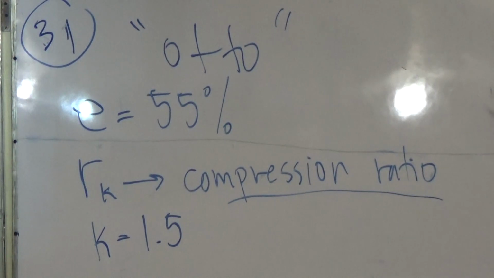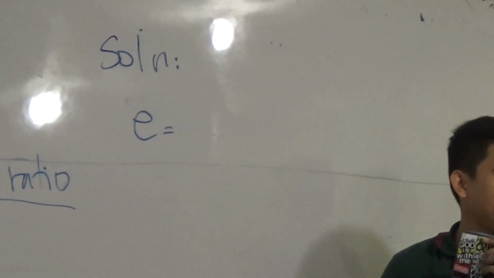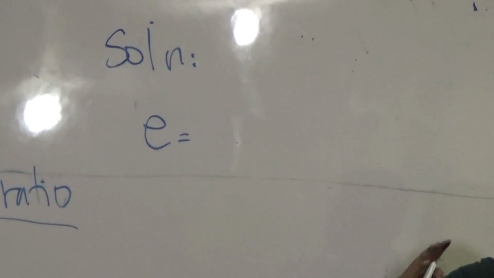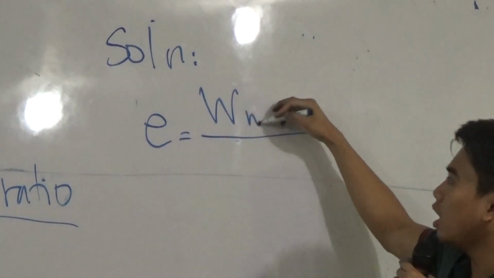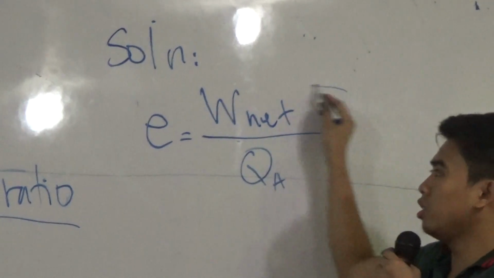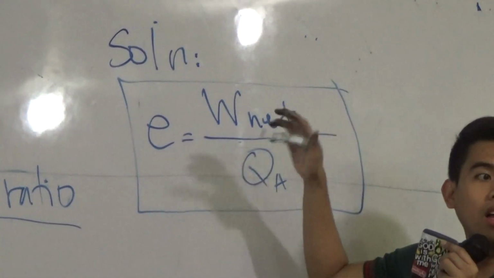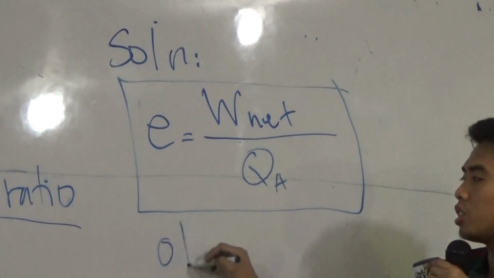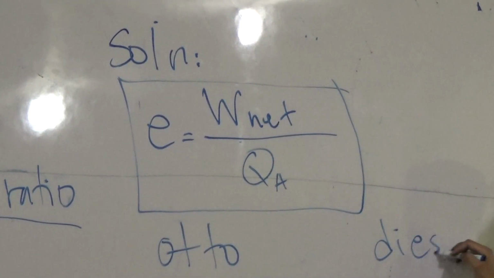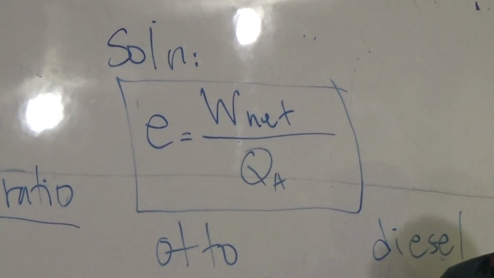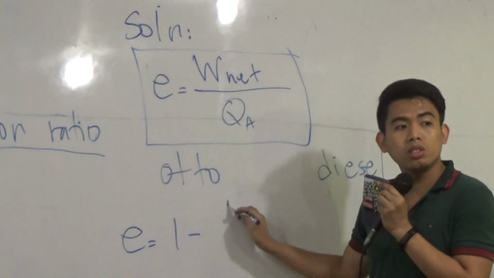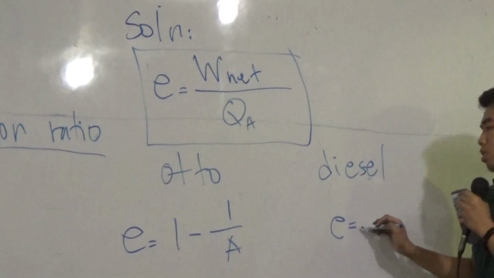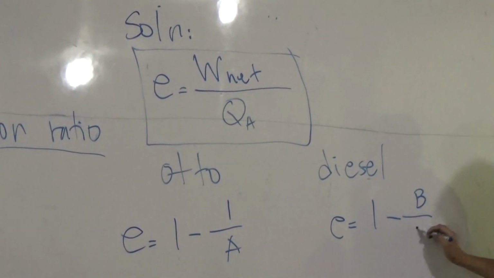Okay, solution. Basic. Thermodynamics. Ano ang formula ng efficiency? General formula, sir, ang efficiency, that is output over input. Ang output natin, yung work net, ang input natin yan yung QA. So, this is the general formula. Ngayon, sir, pag meron tayong auto diesel, meron mga shortcut formula. Gagamitin yung shortcut formula. Ano yung sa auto? 1 minus 1 over A. Ano yung sa diesel? 1 minus B over A. Laging nasa baba yung A.